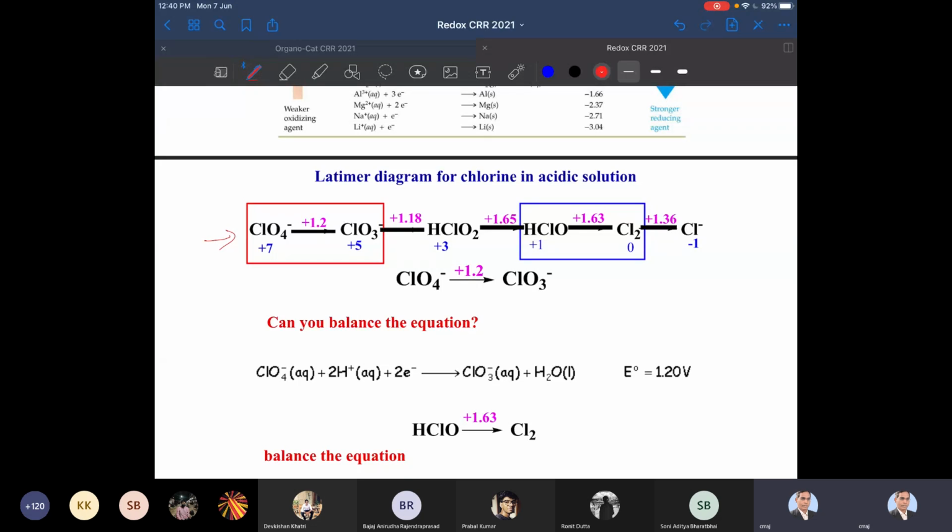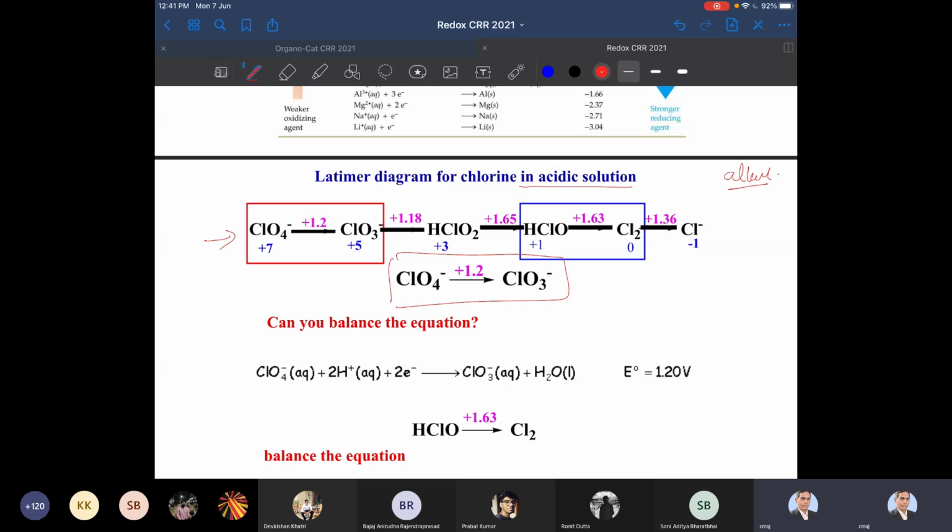In a single diagram, a single representation, I can understand all the possible oxidation states, and I can get to know all the reduction potentials of the species. Say for example, ClO4- to ClO3-. This is what I've been doing in acidic solution. The same thing is possible in alkaline solution also. Now what we have, ClO4- to ClO3-. What is the potential involved? 1.2.